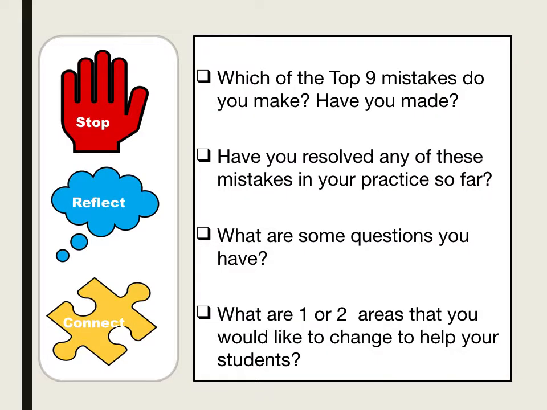Before we move on to part 2, let's just take some time to stop, reflect, and connect. Which of the top 9 mistakes have you made? Jot these down in your workbook. Have you resolved any of the mistakes in your practice so far? If so, what are they? Jot down any questions you may have. What are 1 or 2 areas that you would like to change to help your students?